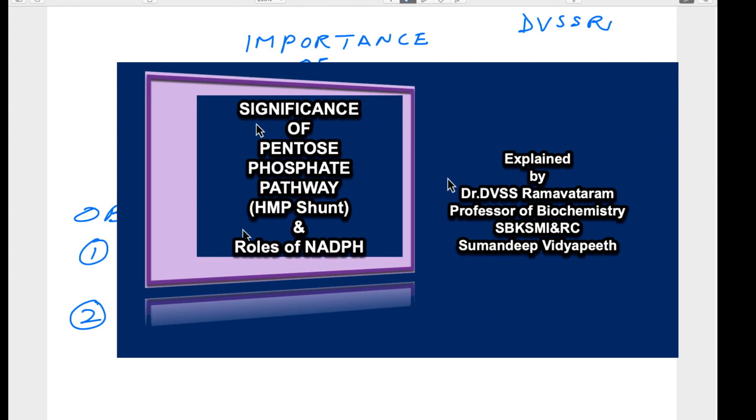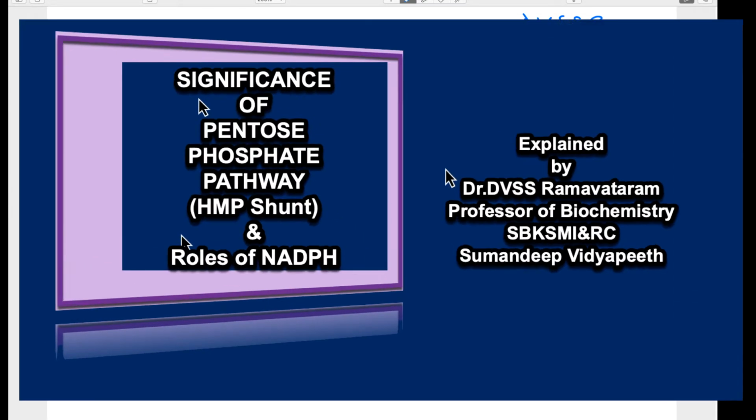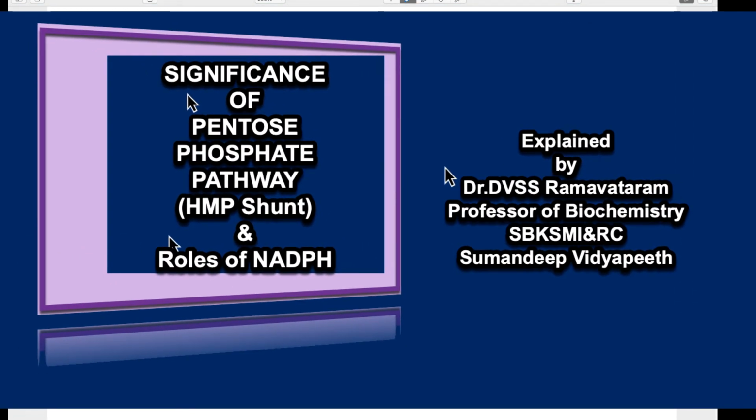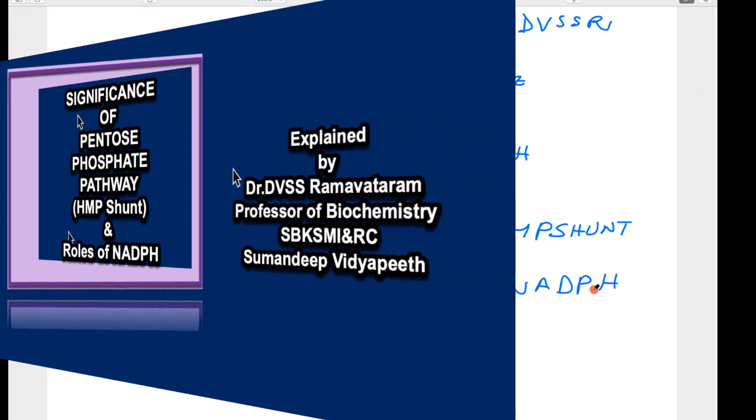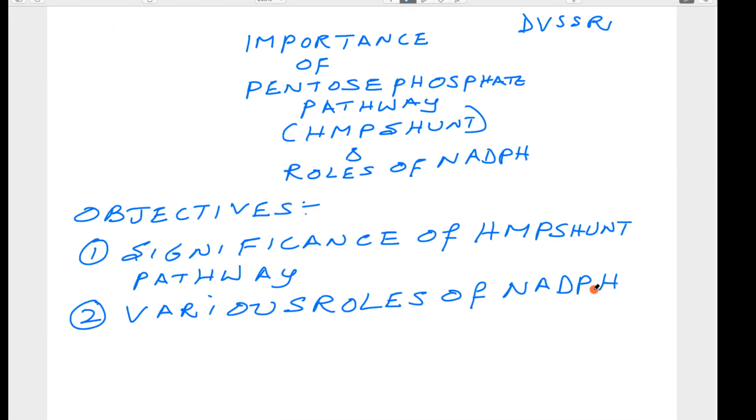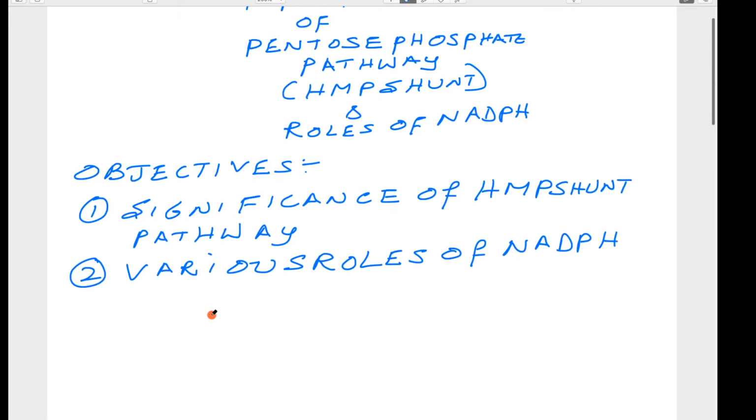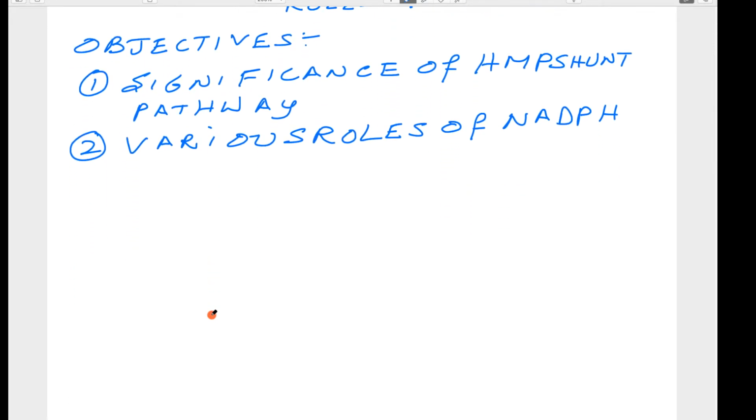In this session, I will discuss the importance of the pentose phosphate pathway, also called the HMP shunt pathway, and the roles of NADPH, which is produced in this pathway. The objectives we have set for this session are the significance of the HMP shunt pathway and the various roles of NADPH. Let us first discuss the significance of this pathway.